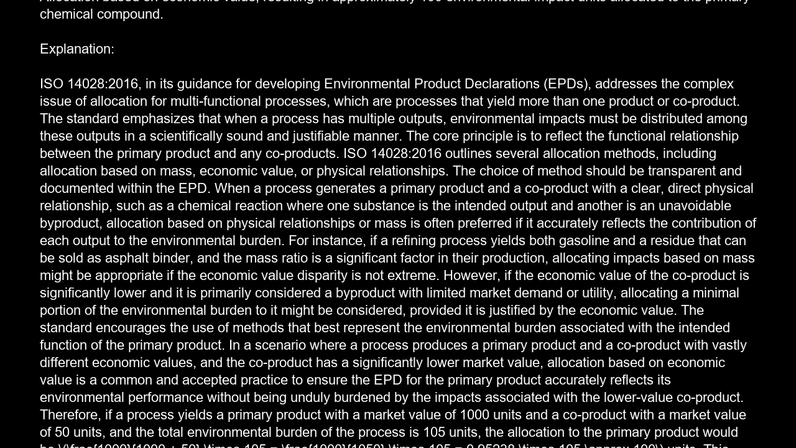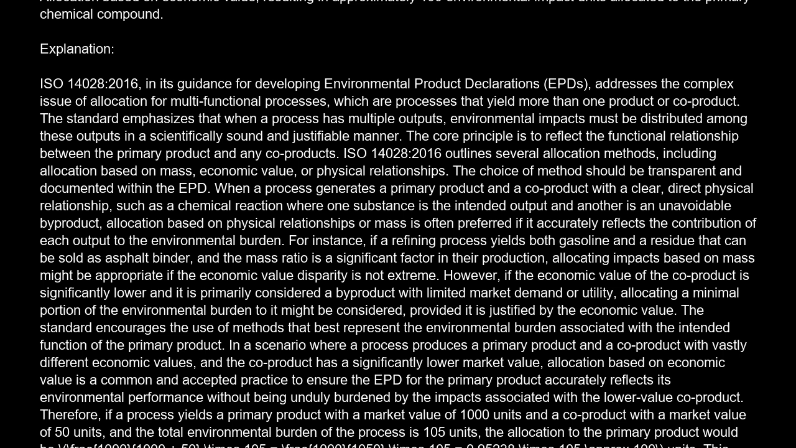For instance, if a refining process yields both gasoline and a residue that can be sold as asphalt binder, and the mass ratio is a significant factor in their production, allocating impacts based on mass might be appropriate if the economic value disparity is not extreme. However, if the economic value of the co-product is significantly lower, and it is primarily considered a byproduct with limited market demand or utility, allocating a minimal portion of the environmental burden to it might be considered, provided it is justified by the economic value.